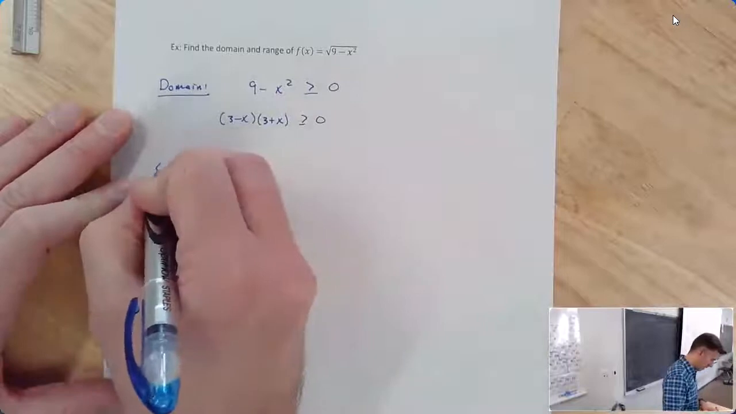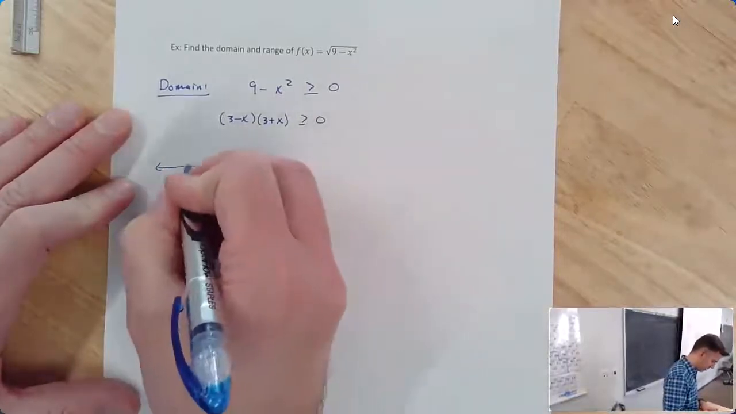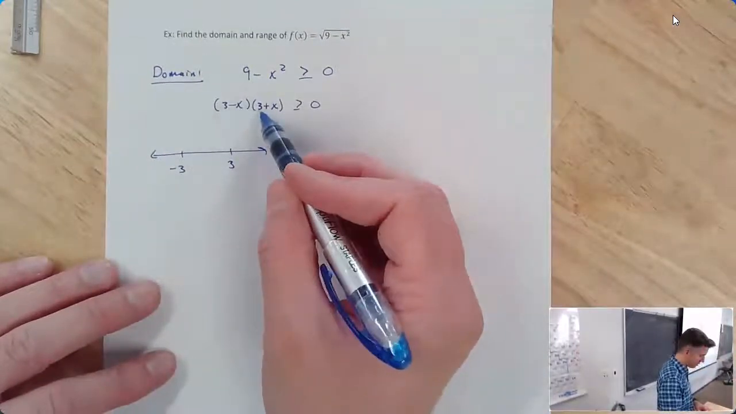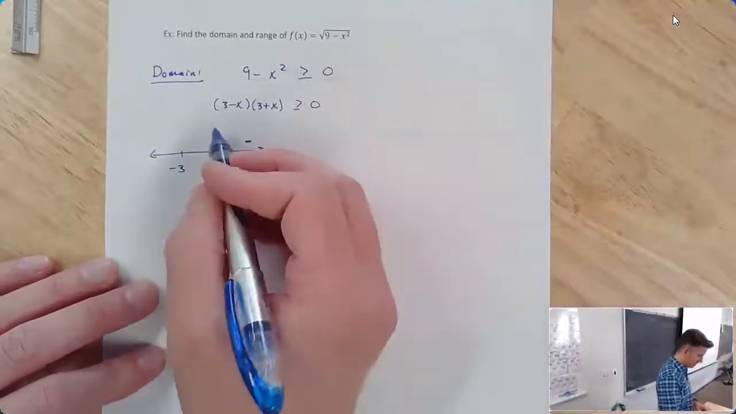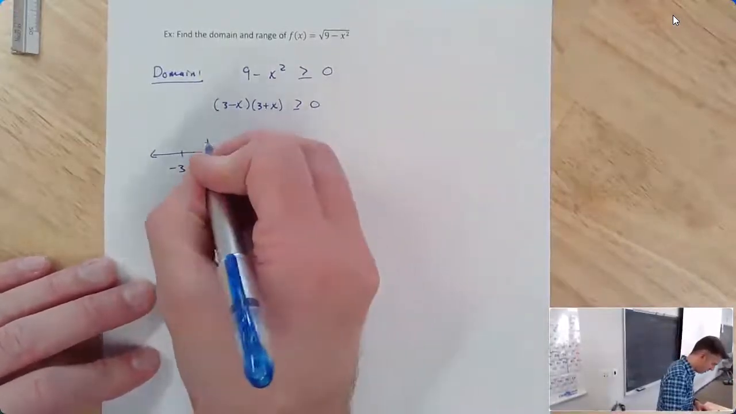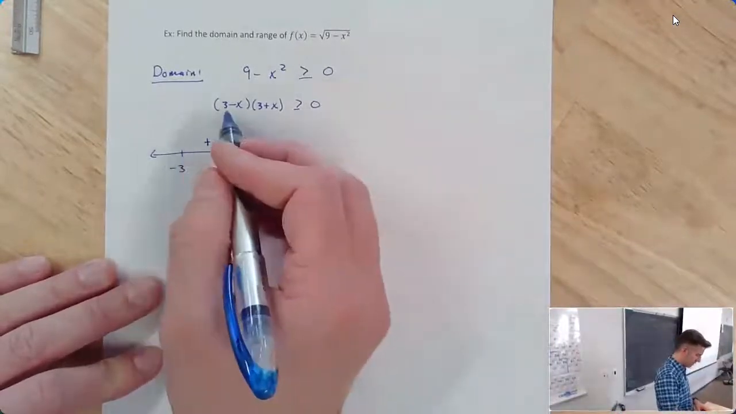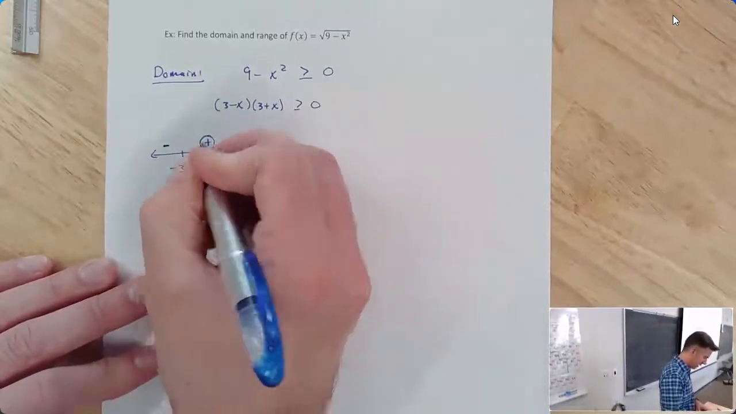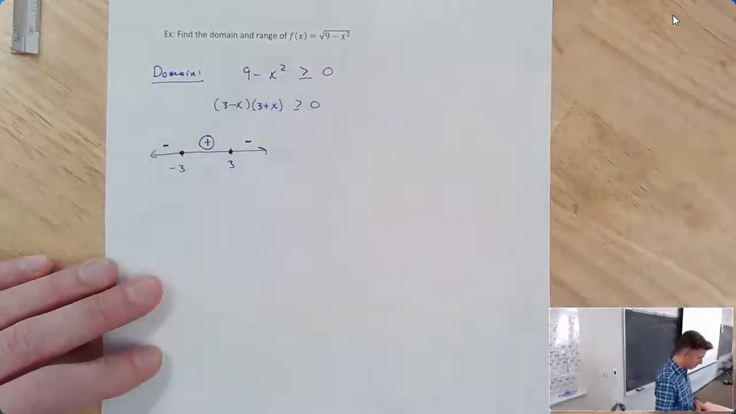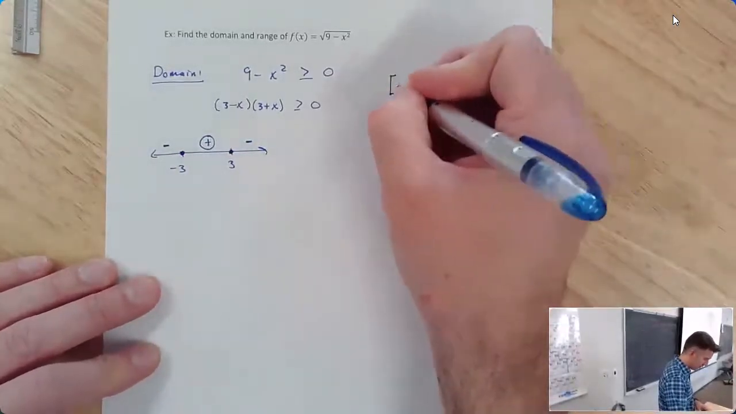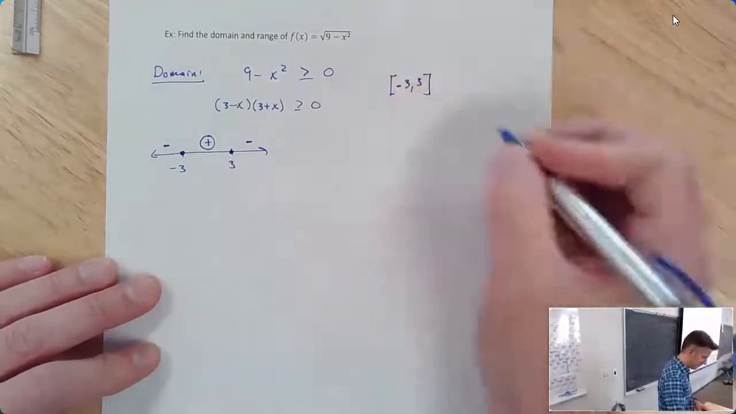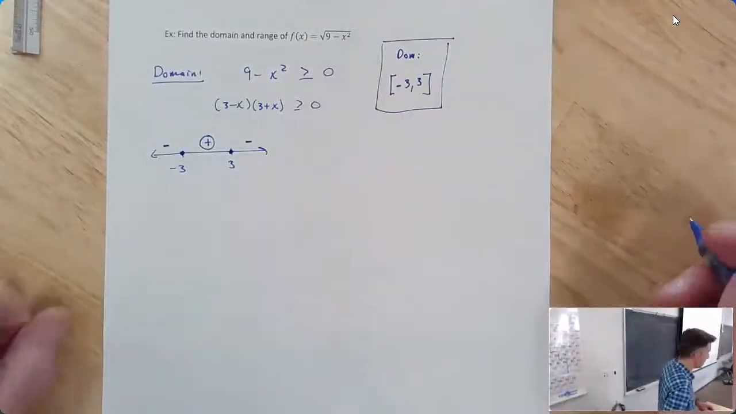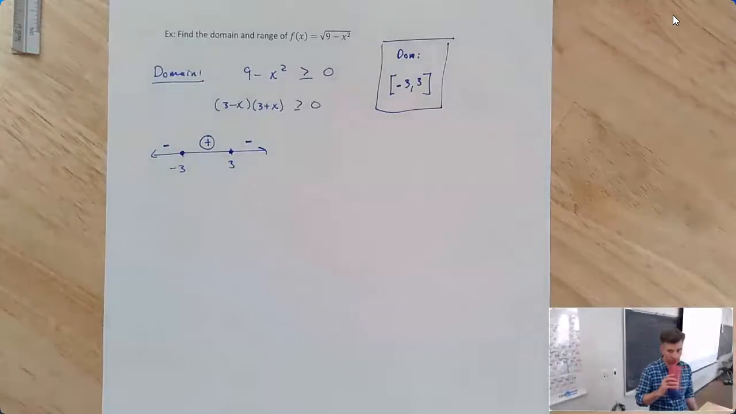So then on our number line, we get x equal to positive 3 and x equal to negative 3. If I pick numbers like 4, 3 minus 4 is negative, 3 plus 4 is positive, the whole product is negative. Picking 0, 3 minus 0 is positive, 3 plus 0 is positive, the whole thing is positive. And picking negative 4, 3 minus negative 4 is positive, 3 plus negative 4 is negative, so the whole thing is negative. So I just want this. I do also want the endpoints because they make it equal to 0. So my domain is everything from negative 3 inclusive to positive 3 inclusive. Great. Domain is usually not too terrible.